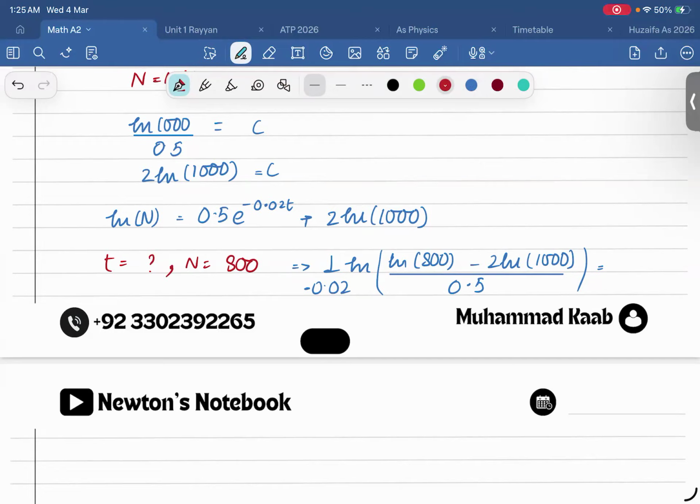So t is getting as, if you put 1 over 0.02 into ln, and everything inside, ln 800 minus 2 ln 1000, divided by 0.5.